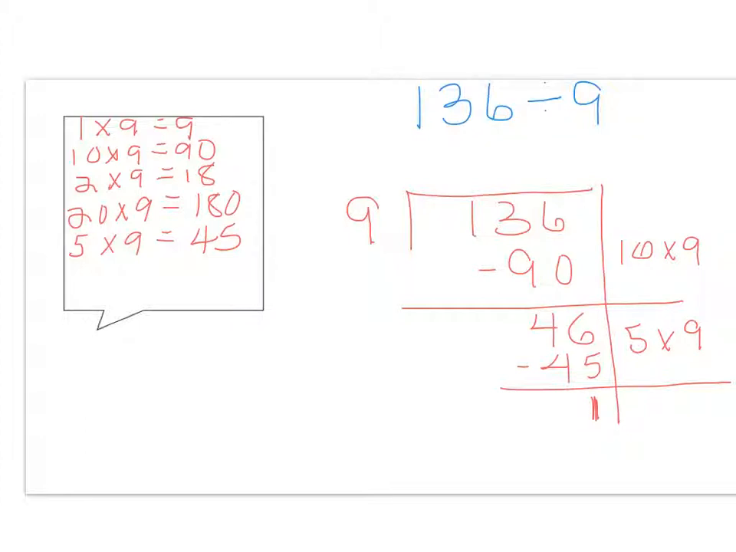And now what I need to do is to take the number of groups that I multiplied 9 by, which was 10 and 5, add those together, and get the number 15. So the answer to the problem, 136 divided by 9, is 15 with a remainder of 1.